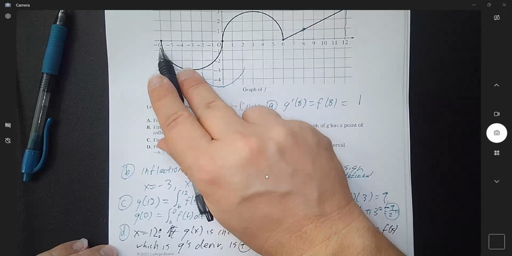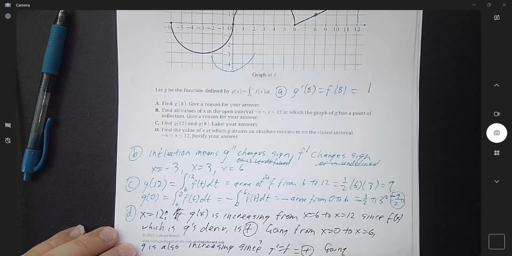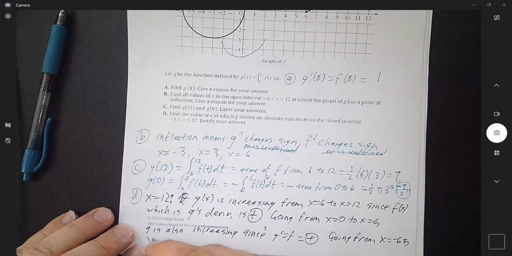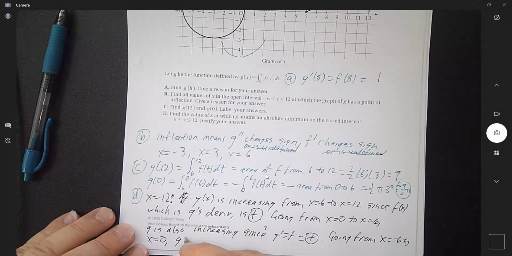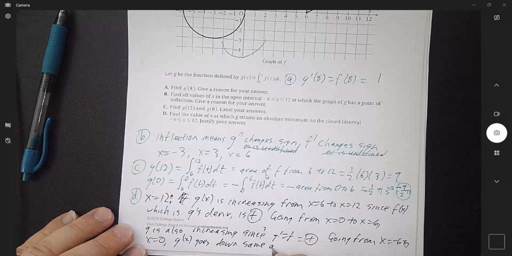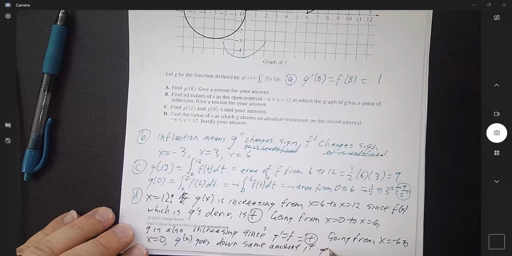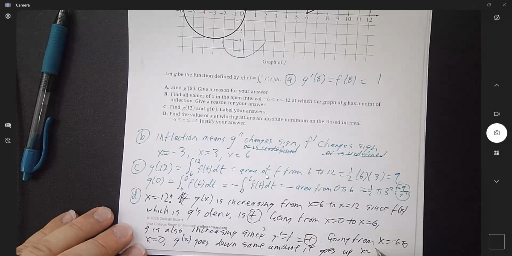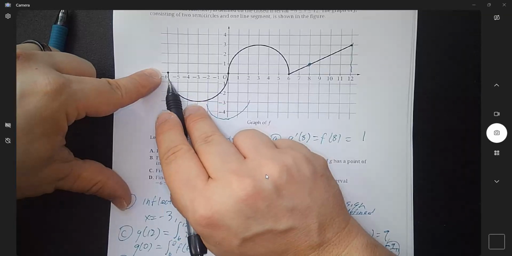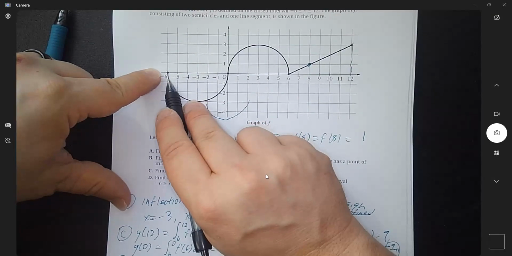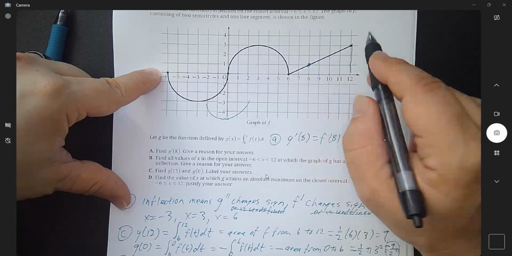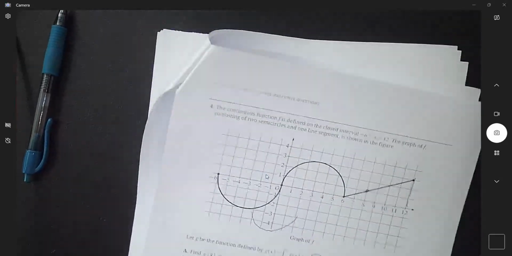Now, what about this? Going from x equals negative 6 to x equals 0, g of x goes down the same amount it goes up from x equals 0 to x equals 6. So g is going to go down. So this could be the maximum if you go down from the maximum, right? But it can't be the absolute maximum because you go down and then up the same amount. Then you go up even more. So if you go up even more, this has to be where the absolute maximum is. Okay, that's my story and I'm sticking to it.